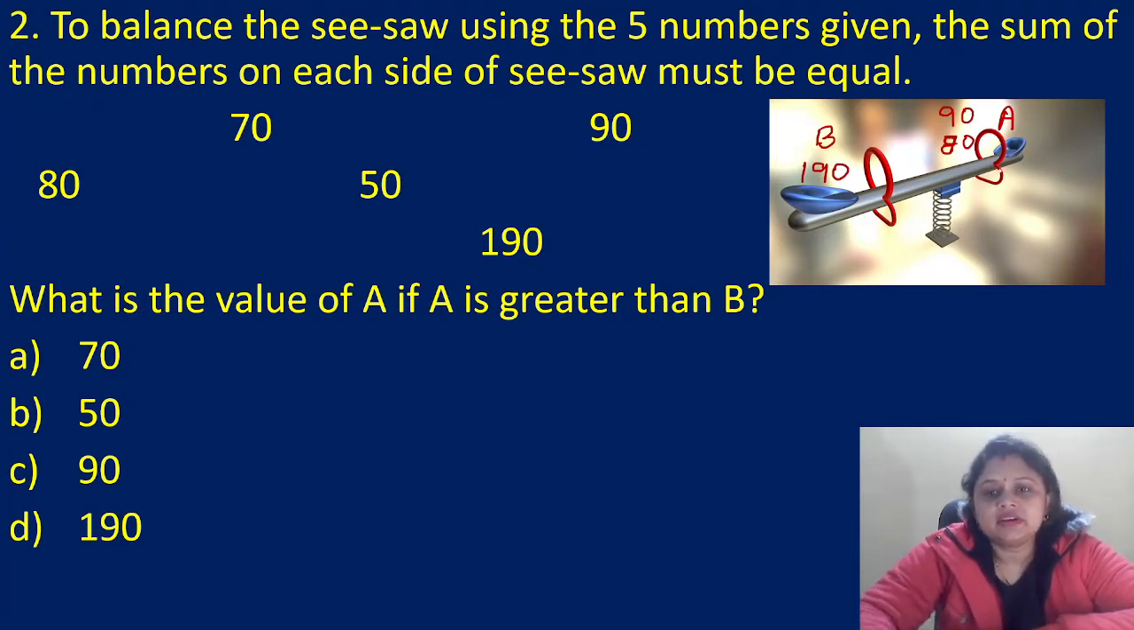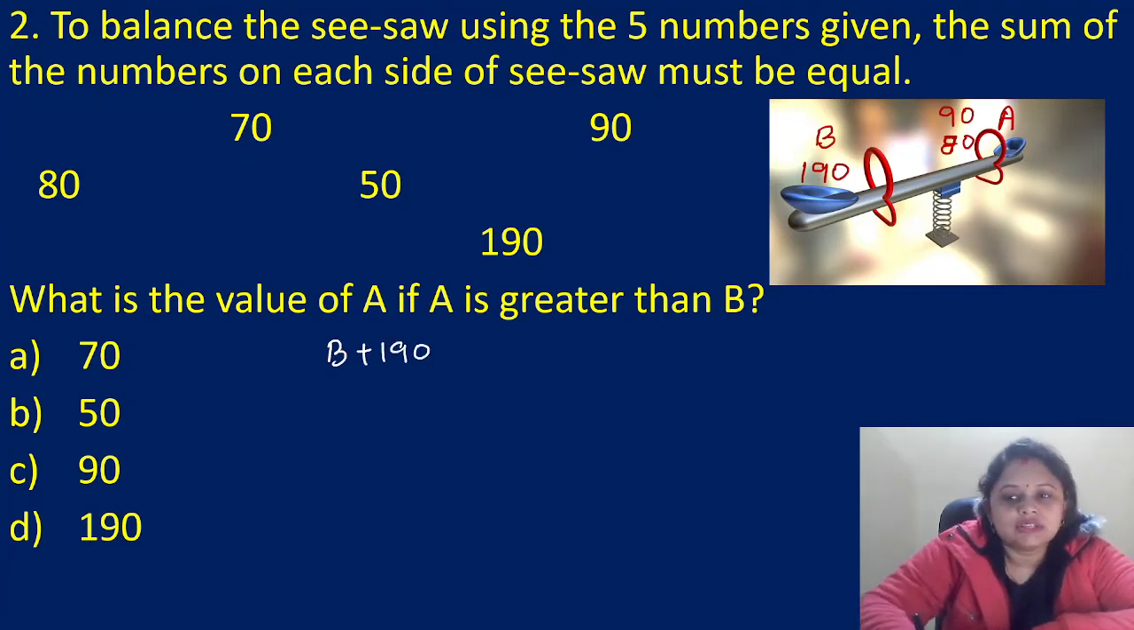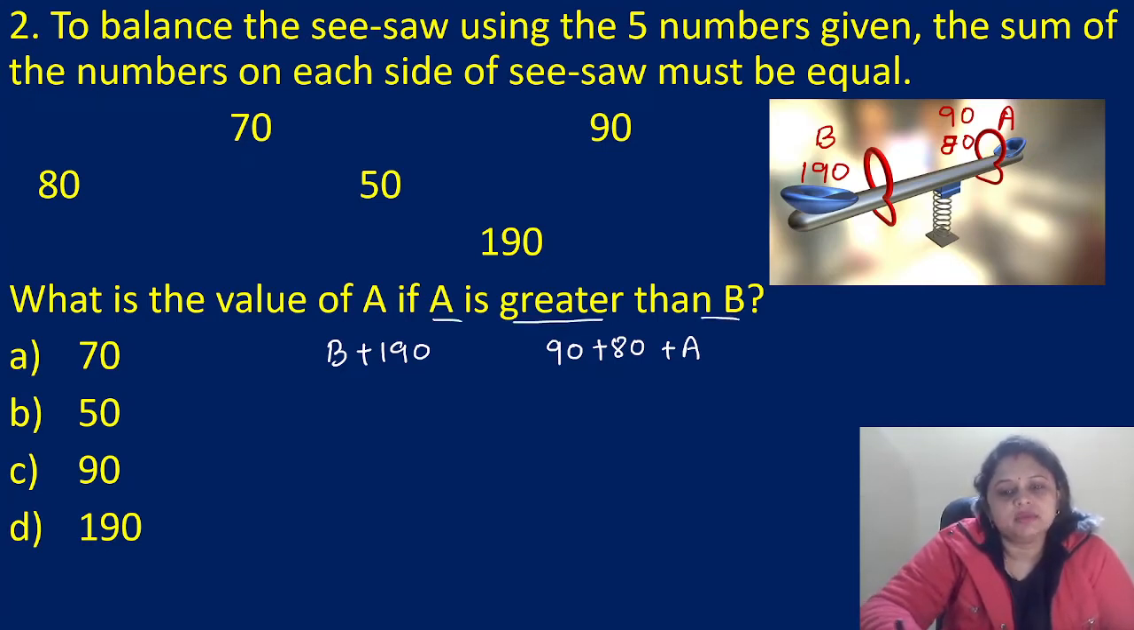So in this figure, a seesaw is present and 5 numbers are given. We have to arrange the numbers in such a way that both sides will be equal. If we add them, then the sum on both sides will be equal. So on one side what is present? One side has B plus 190, and the other side what is present? 90 plus 80 plus A. Okay, so we have to find the value of A. It is given that A is greater than B.